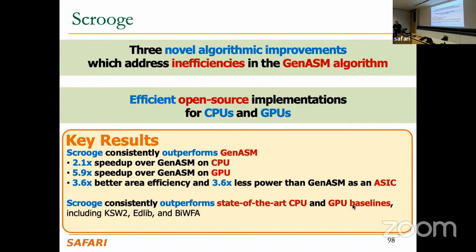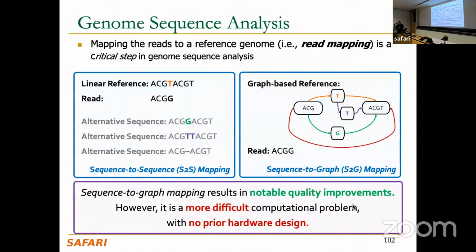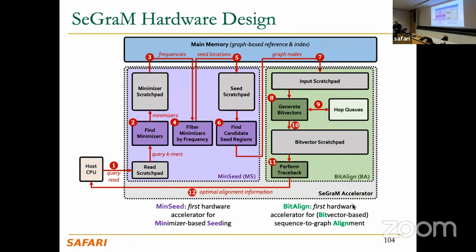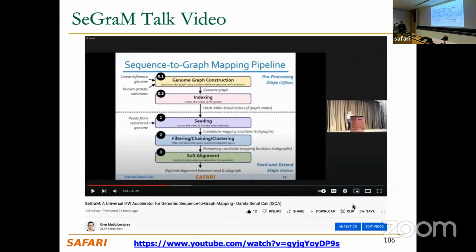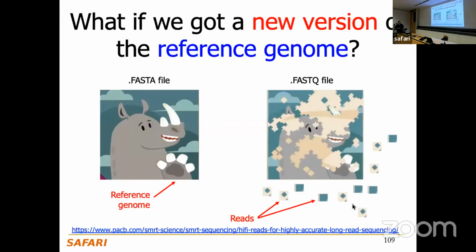Scrooge is an addition to Genome where we improve the capabilities of Genome, and we also provide implementations for CPUs, FPGAs, and other architectures. SeGraM is an extension to Genome as well, but it looks at the problem in the graph context. We encode the problem in a graph data structure and then extend Genome such that it can perform the mapping given a graph structure. So you can take a look at this as well if you're interested.